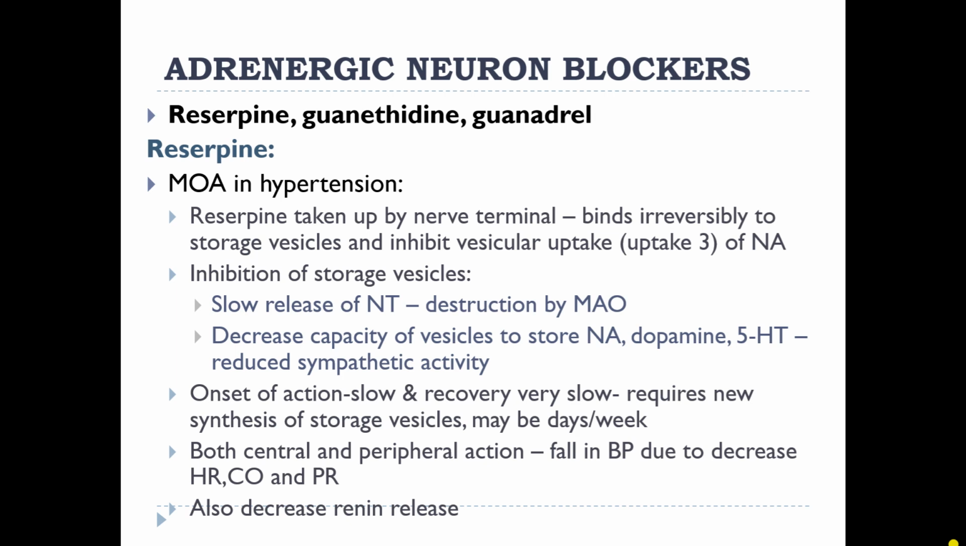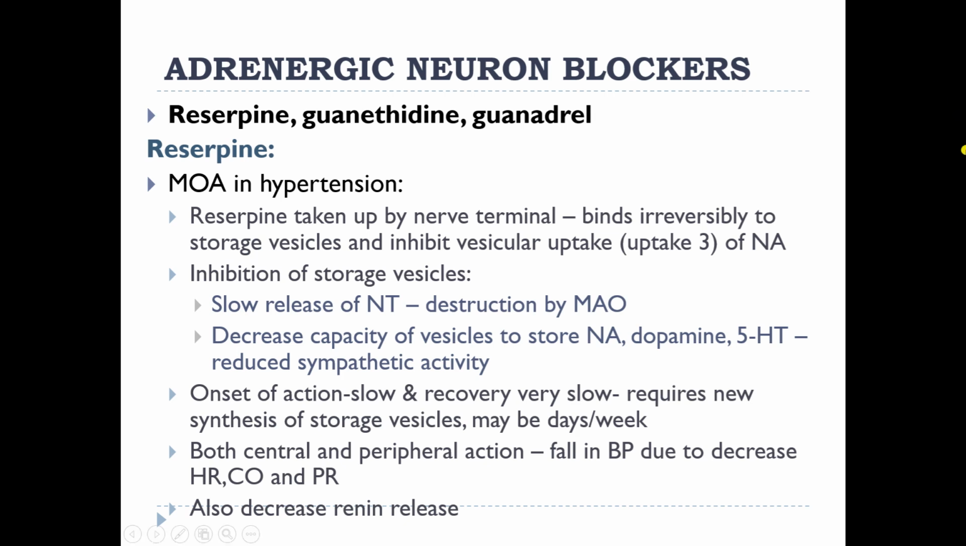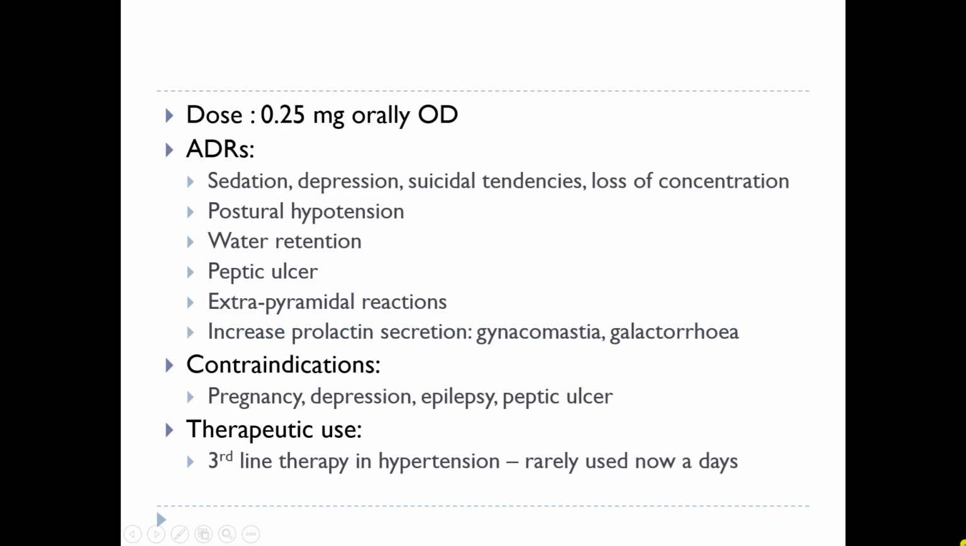Onset of action is slow and recovery is very slow. It requires new synthesis of the storage vesicles, so it may take days or weeks to reverse the action. Both central and peripheral action is seen with reserpine. So the fall in BP is due to a decrease in heart rate, cardiac output and peripheral resistance, and a decrease in renin release is also seen. Dose of reserpine is 0.25 mg orally once a day.